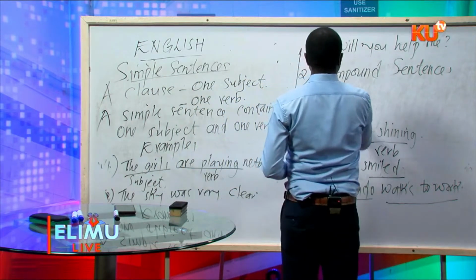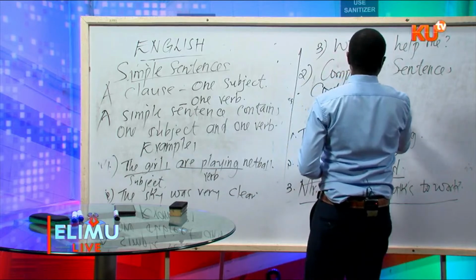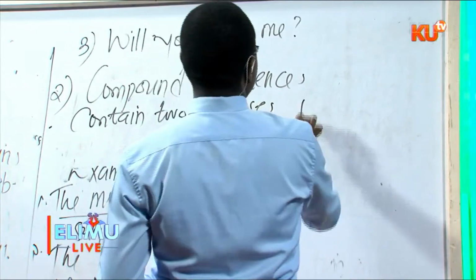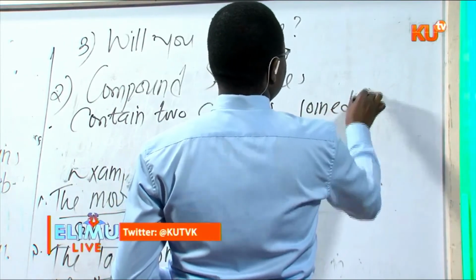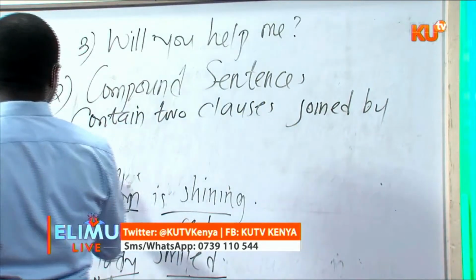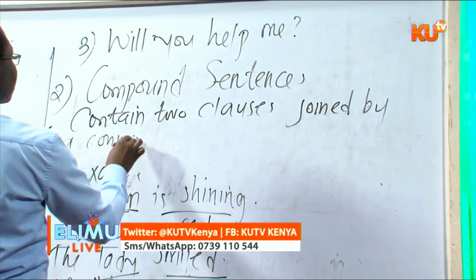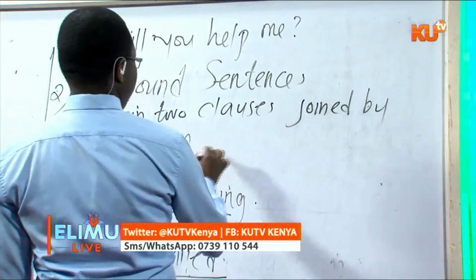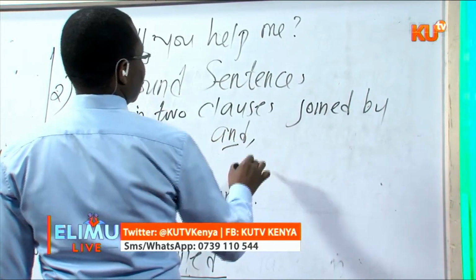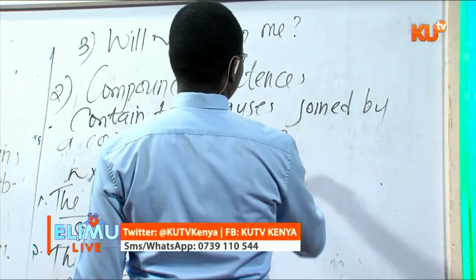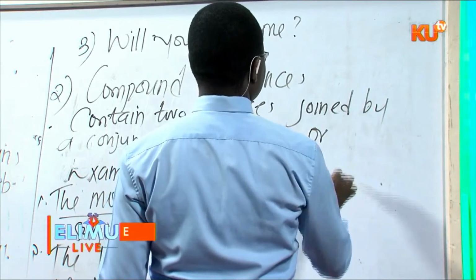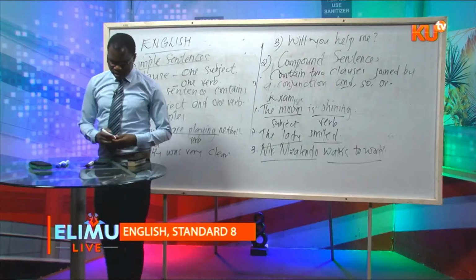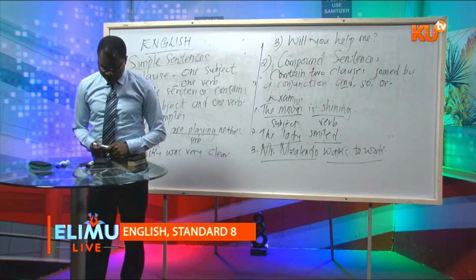Compound sentences contain two clauses joined by a conjunction. So these conjunctions can either be and, so, or, so that you join the first part and the second part to make it a compound sentence.